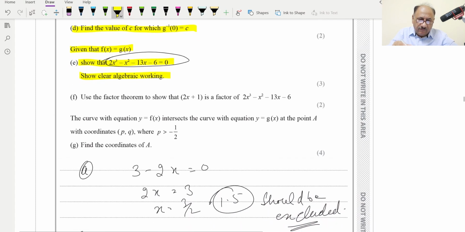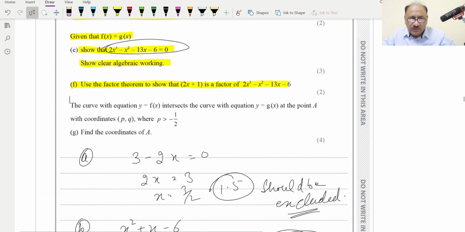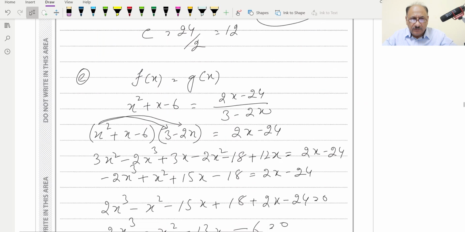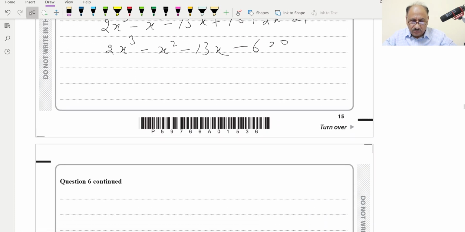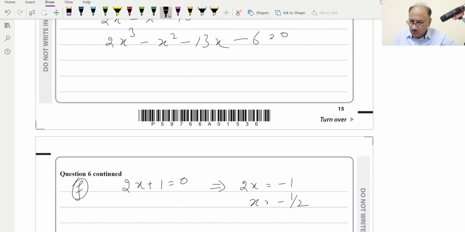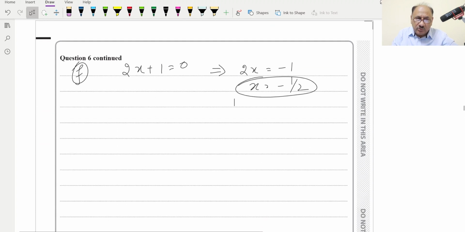Now F part says, use the factor theorem to show that 2x plus 1 is a factor of this one. So we can use the factor theorem for that. We take 2x plus 1 equal to 0. This is what is given to us, and we can find the value of x, so 2x is equal to minus 1, so x is equal to minus 1 by 2. This value we will be replacing in f of x to check whether it results in 0 or not.